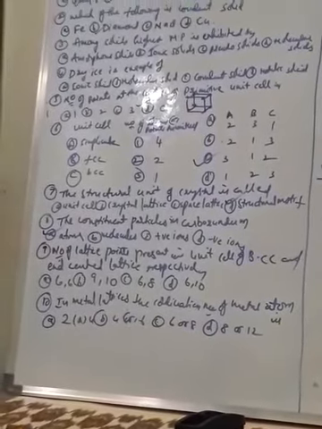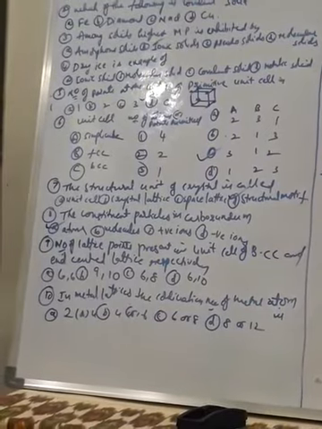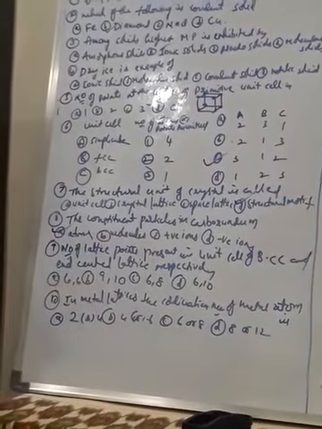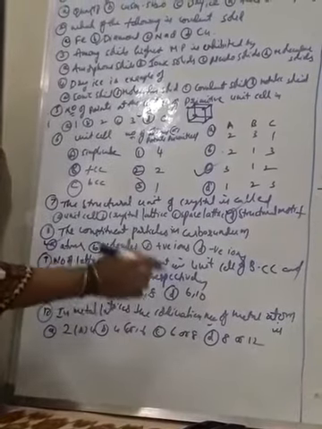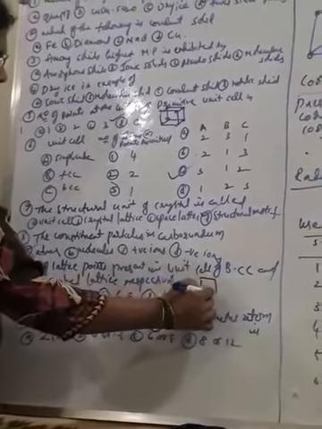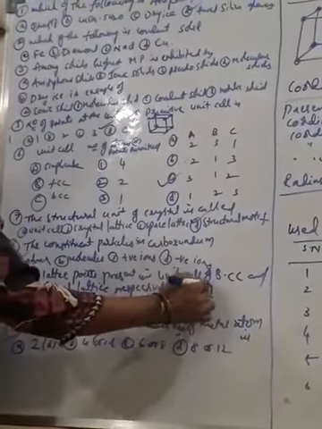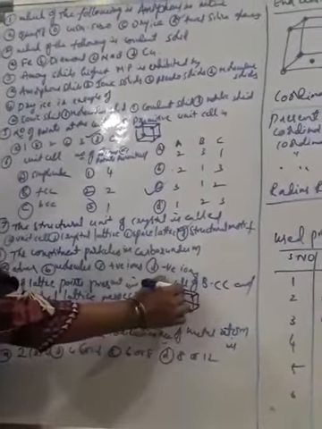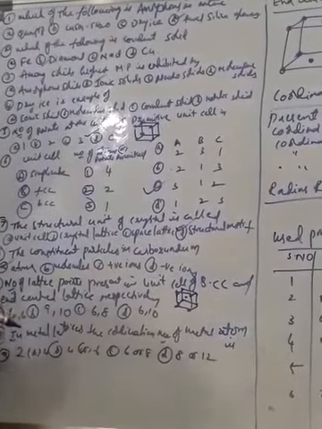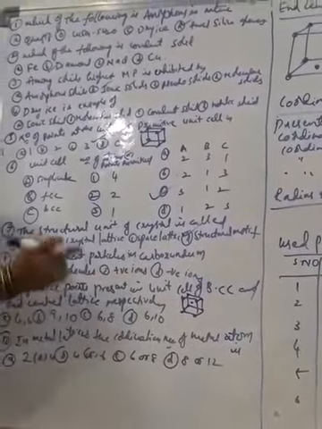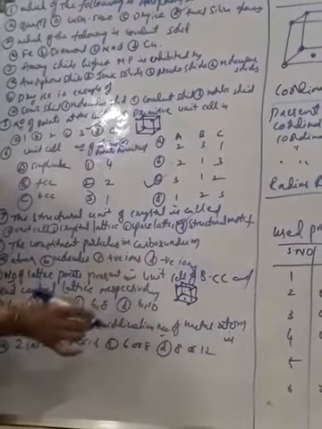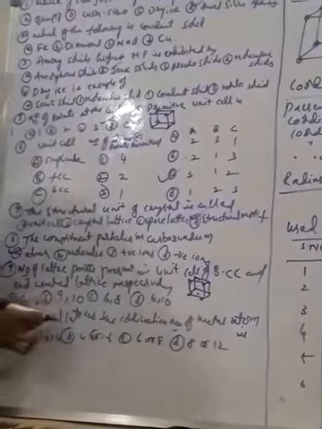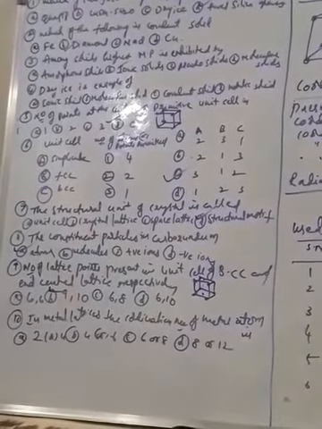Number of lattice points present in the unit cell of BCC and end centered lattices respectively. The body centered lattice has 8 corner points, so 8 plus 1, total 9. End centered has 8 corner points and 2 points at the 2 ends, so 8 plus 2, total 10. So 9 and 10.